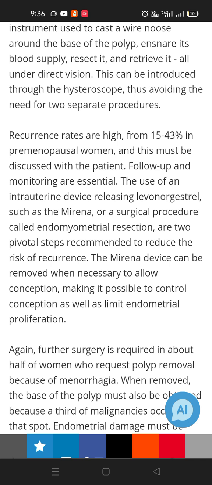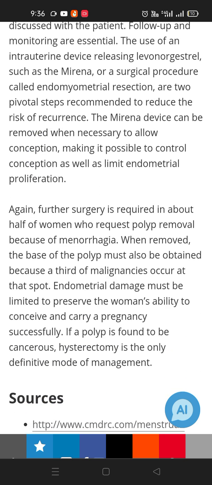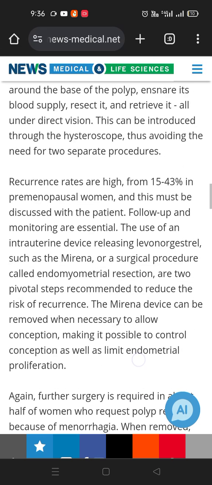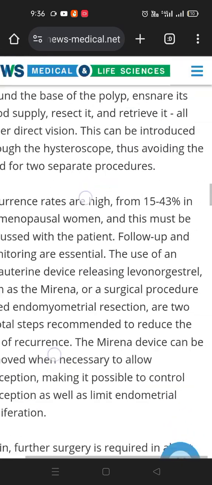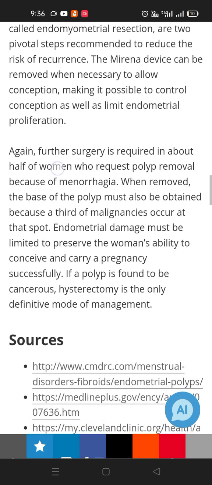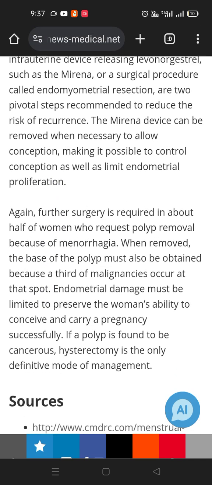So what is the management of the polyp? If the polyp is presenting with pain, with postcoital bleeding, or an outgrowth is incidentally noticed, we go for polypectomy, and polypectomy is done along with endometrial sampling. It is sent for histopathological diagnosis, and we have to counsel the patient that the recurrence risk is about 15 to 43%. So they can recur.